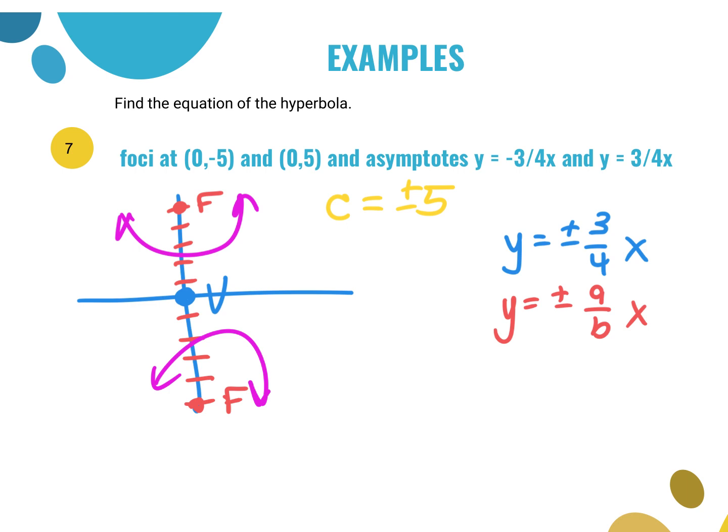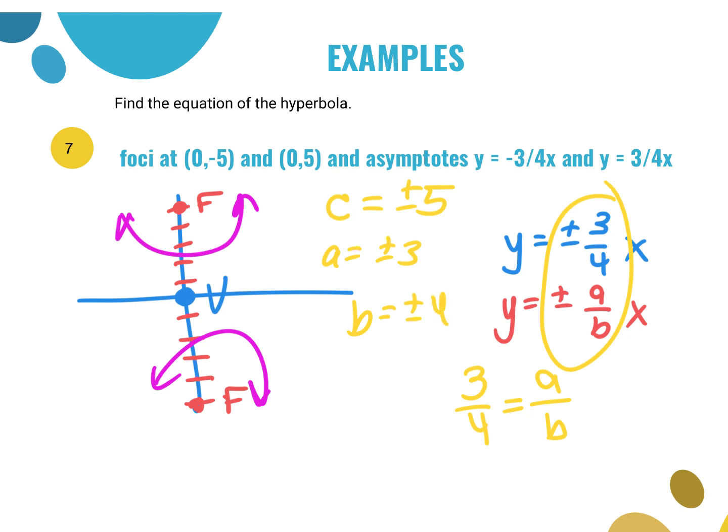All right, how do we feel? We okay? All right, so what can I set equal? 3 over 4 equals what? A over B. Well, what did they just tell us, guys? They told us A and B. So what does A equal? Plus minus 3. And what does B equal? Plus minus 4. Can we write the equation now?